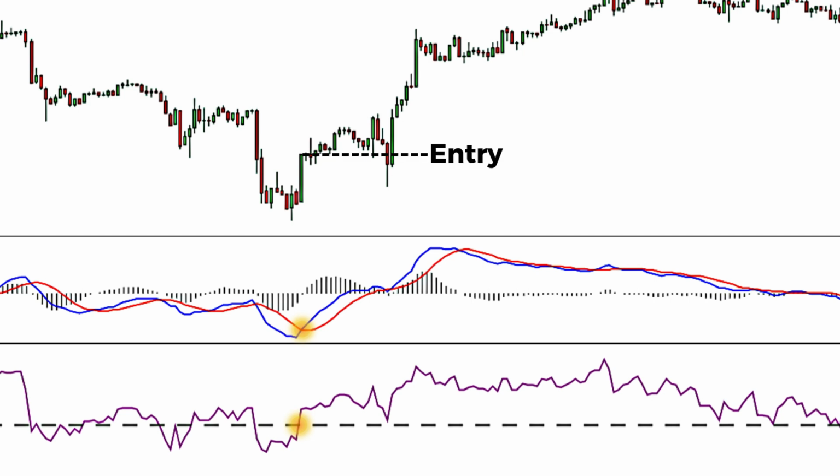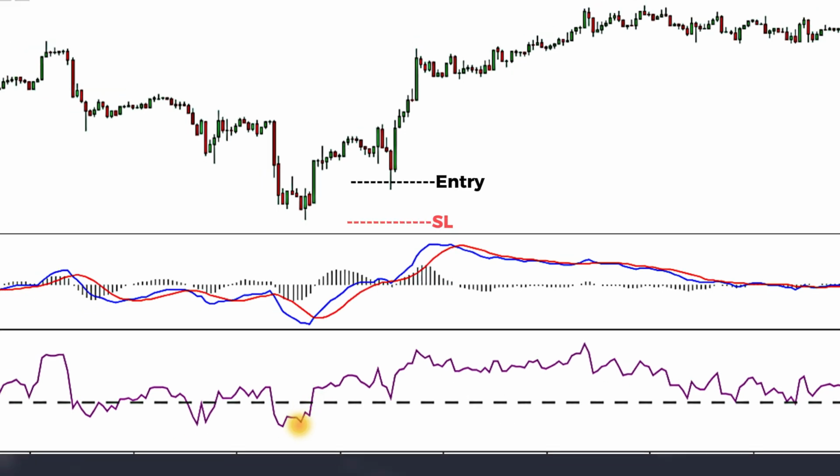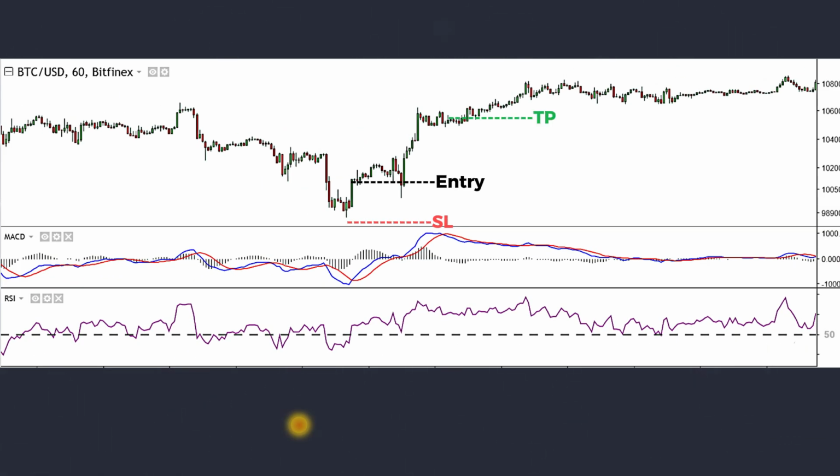Stop loss, placed just below the recent swing low. That's this level here. And for the take profit, we set it at a 1-to-2 risk-to-reward ratio, meaning we're aiming for double the distance of our stop. Then just a few candles later, boom! Price pushes up and we hit our target. If we had relied on MACD alone, we'd have entered too early, but with RSI confirming the strength, the entry is way cleaner.